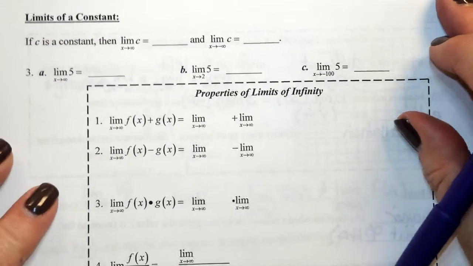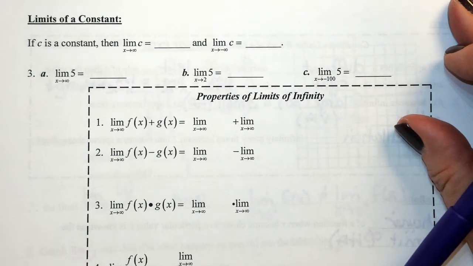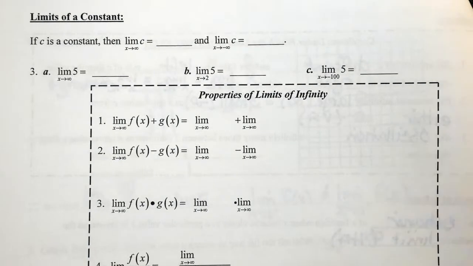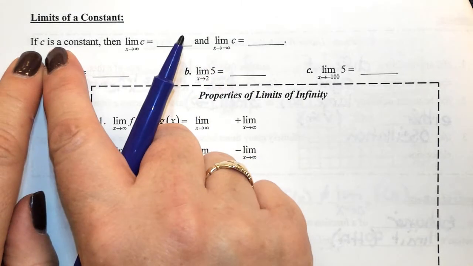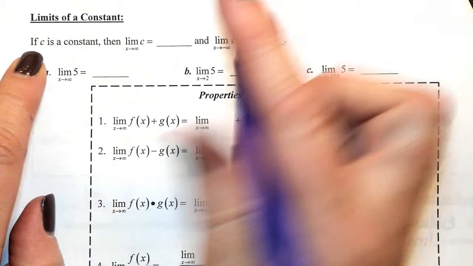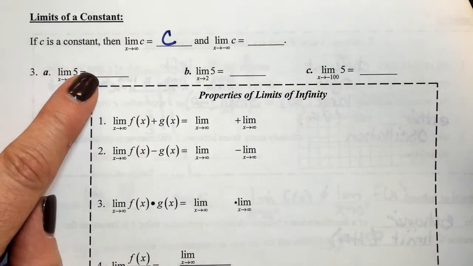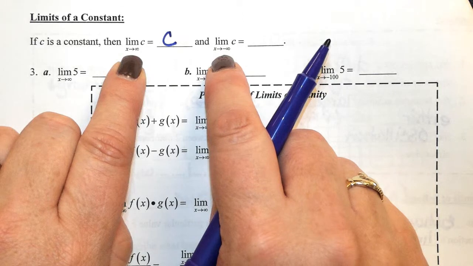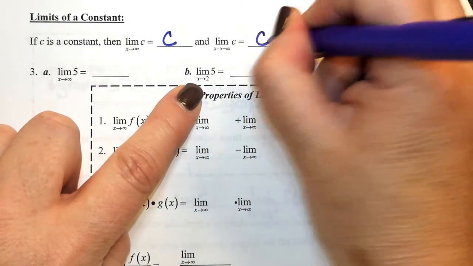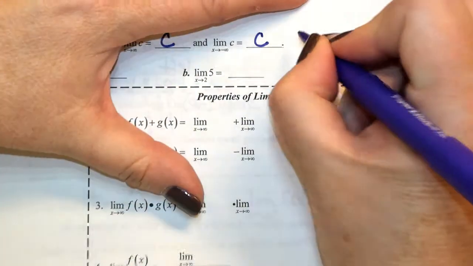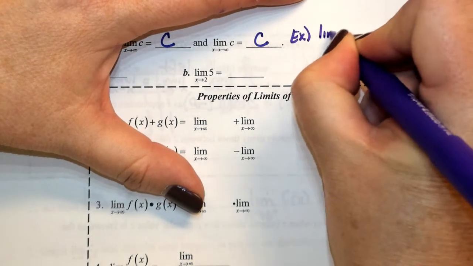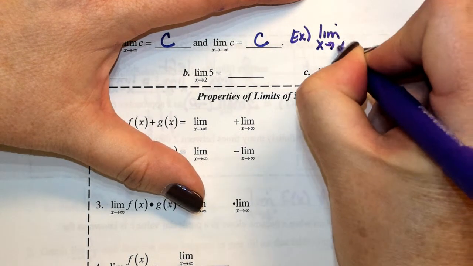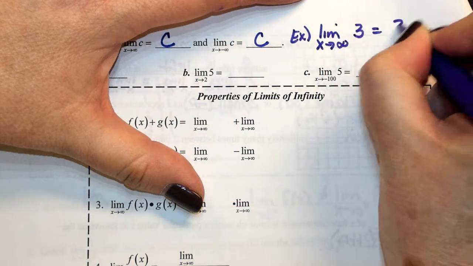So now, properties of limits. So some rules that you're going to be following involving limits. If you have a number that's a constant and you want to find the limit, it is simply that constant. So as you're approaching positive or negative infinity or a number, the limit of a constant is always a constant. So for example, if I ask you to find the limit as x approaches positive infinity of 3, the answer is just 3.